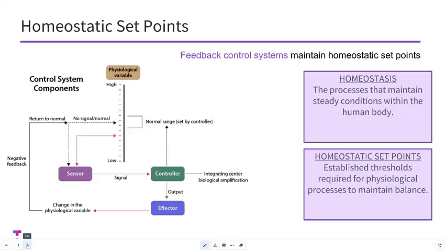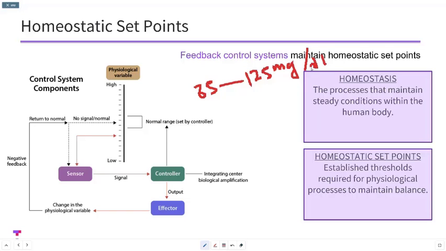The set point is an established range that is acceptable to the human body. For example, blood sugar levels. If you are fasted, the human blood system should be between 85 to 125 mg per dL. That means if you are below 85 or substantially above 125, that could indicate that you are either pre-diabetic, or you might be diabetic, or you are hypoglycemic.